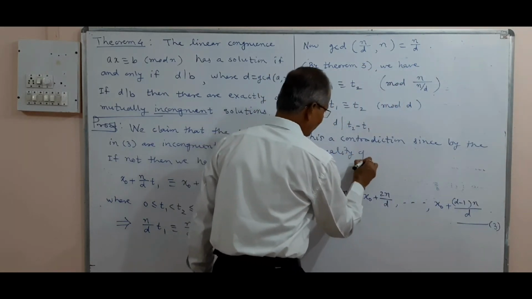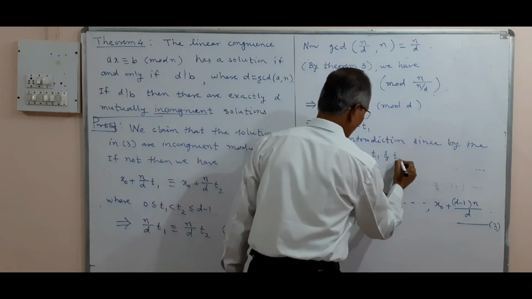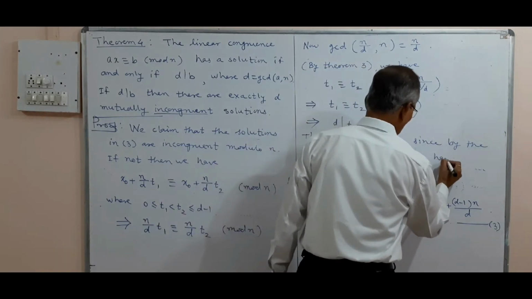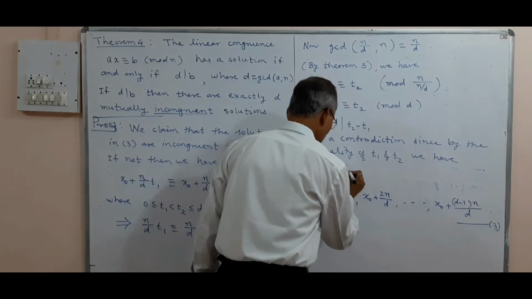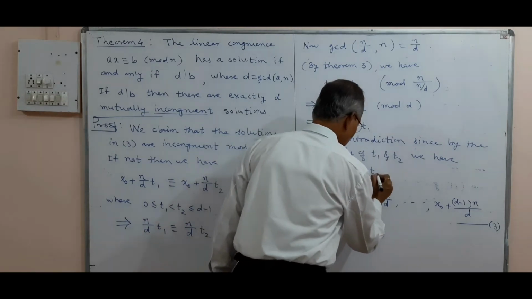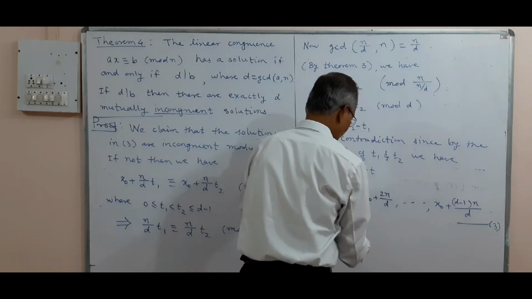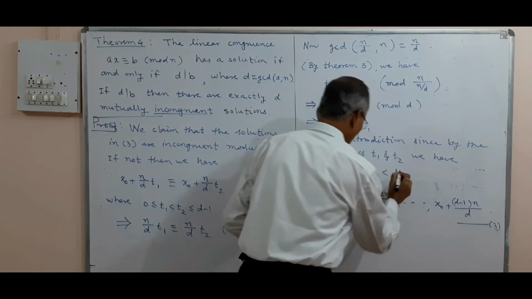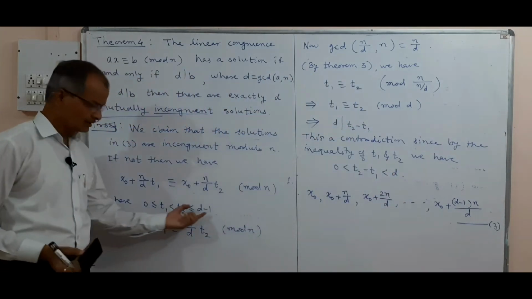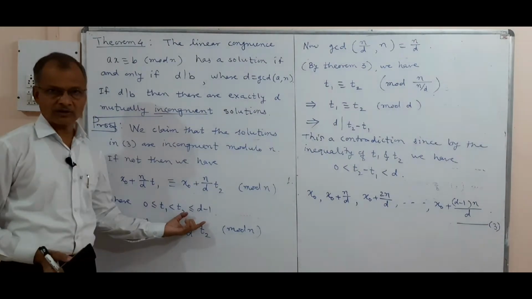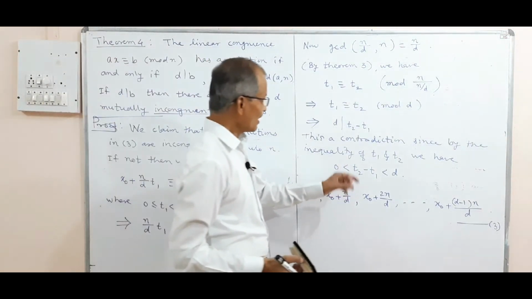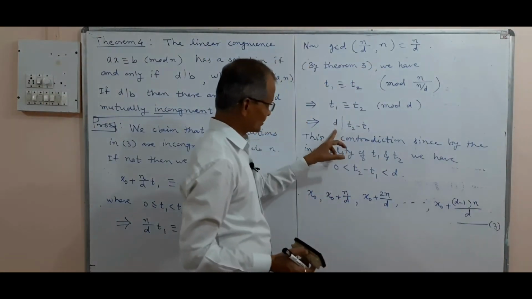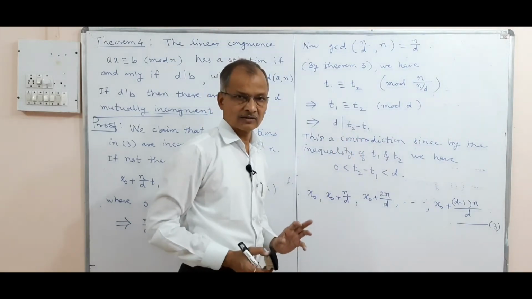By the inequality of T1 and T2, we have 0 is less than T2 minus T1 is less than D. Both numbers are less than D, so their difference is also less than D. And thus the greater number cannot divide the smaller number.